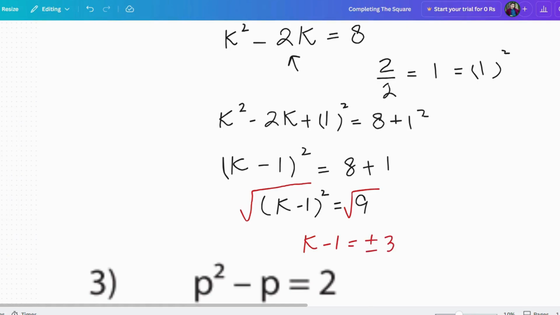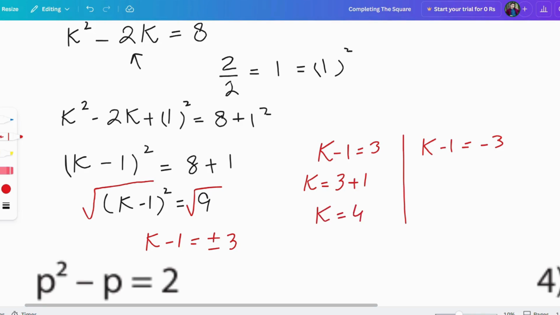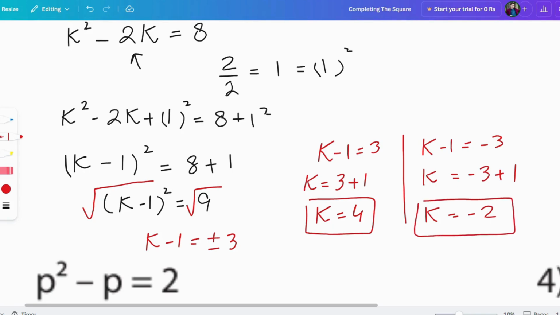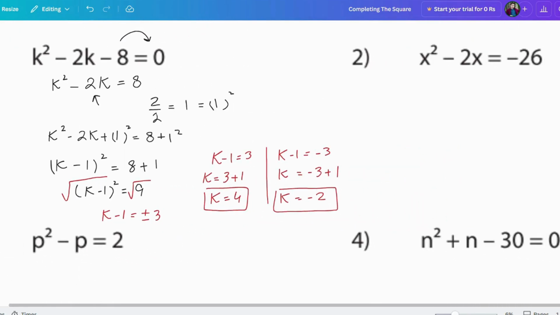Alright, so one time we can write it down as k minus 1 is equivalent to positive 3, and one time we can put it as k minus 1 is equivalent to negative 3. So it will give me two answers, that is 3 plus 1, so k is equivalent to 4 for the first one, and for the second one I will get minus 3 plus 1, so k is equivalent to minus 2. That will be the solution for the quadratic equation that's been given to us, okay? Two possible solutions for it.